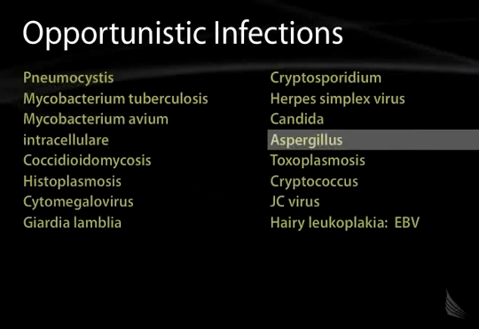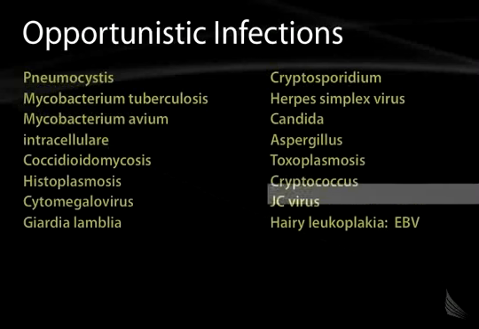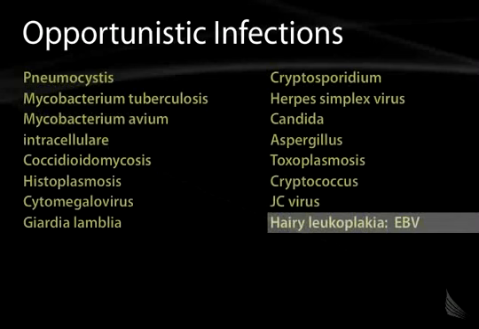Also think about the presence of aspergillus in the lung or in the brain, toxoplasmosis in the brain, and then the presence of other particular opportunistic infections such as JC virus, which we will talk more about in the CNS section of the pathology series, which leads to the particular form of leukoencephalopathy, progressive multifocal leukoencephalopathy, with the specific infection of the oligodendrocytes of the brain, and then things such as hairy leukoplakia, which we will deal with in the oral pathology section of this review.